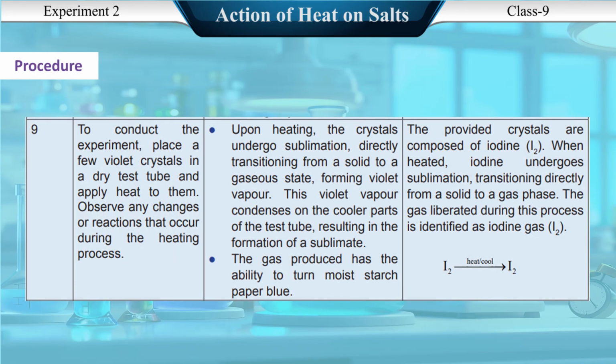9. To conduct the experiment, place a few violet crystals in a dry test tube and apply heat to them. Observe any changes or reactions that occur during the heating process. Upon heating, the crystals undergo sublimation, directly transitioning from a solid to a gaseous state, forming violet vapor. This violet vapor condenses on the cooler parts of the test tube, resulting in the formation of a sublimate. The gas produced has the ability to turn moist starch paper blue.